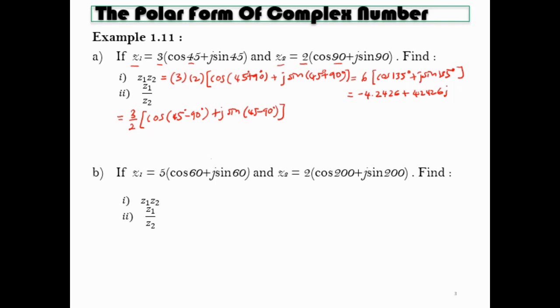Okay, so now we simplify it. So it will be 3 over 2 cos negative 45 plus J sine negative 45 degree. So you just press your calculator, you'll get the answer equals to 1.0607 minus 1.0607J. So that's it. So to multiply and divide two complex numbers in polar form, we just have to follow the theorem. Okay, that's it.